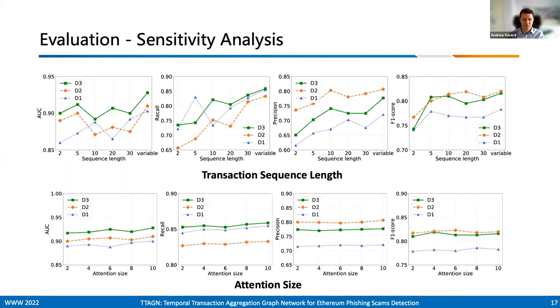Third, we further evaluate the performance of TTAGN with respect to the transaction sequence length and age to node attention size. Because the number of transactions between nodes is different, age representation should include all valid information without causing information redundancy. So we realize the variable length input of LSTM. From the upper figure, we can find variable length performs better than all fixed length parameters. As for age to node attention size, we can find TTAGN is robust to it and consistently outperforms other compared methods.